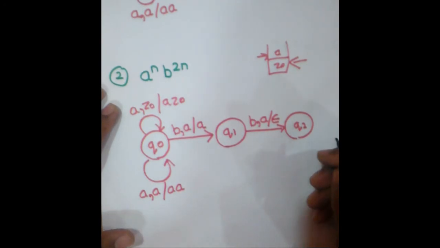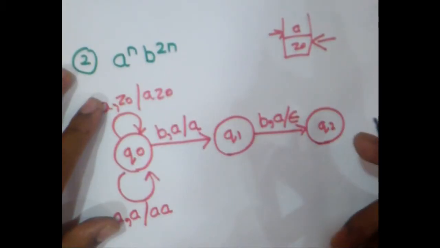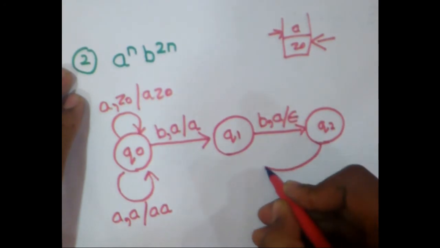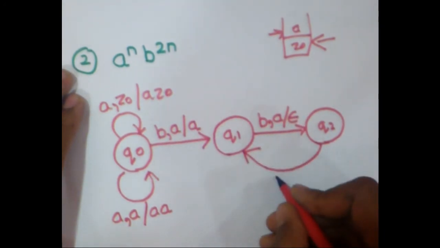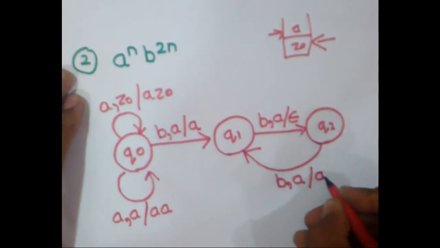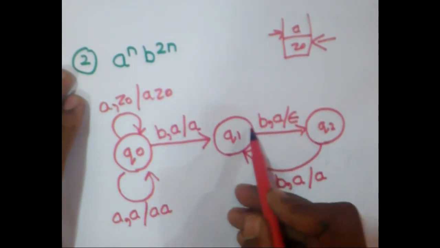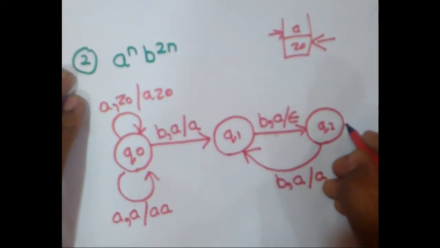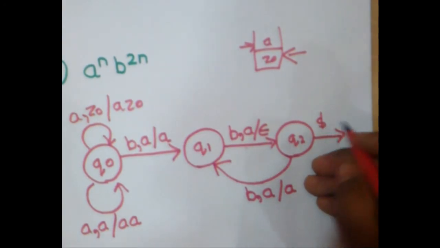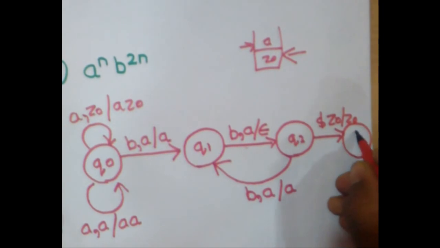Now again for the third b, we will not pop the element a, because for 2b's we need to pop one a. So we will include a loop here saying that if b is the input and a is inside the stack, we will not do anything. We will just come back to this loop again. Then if again we get a b, it gets popped. So for 2b's we are popping one a. At last we will include our last condition, that is if Z0 is the input, we will not do anything, and we will reach the final state, which is q3.